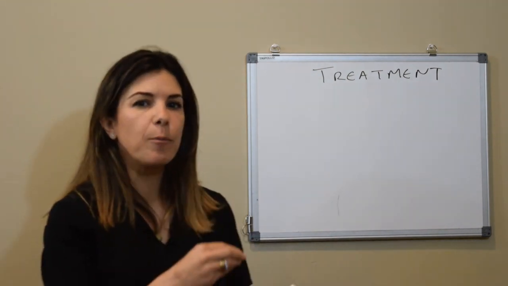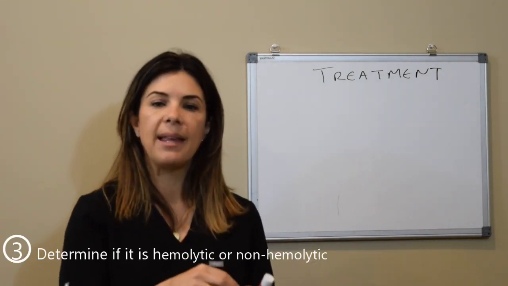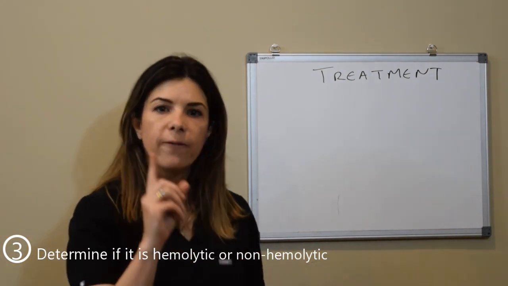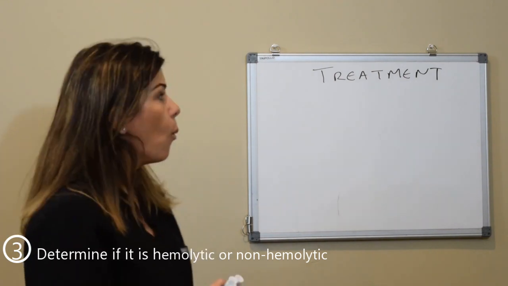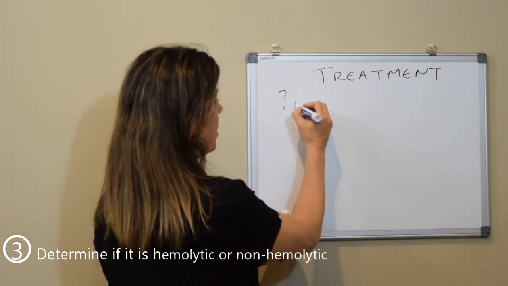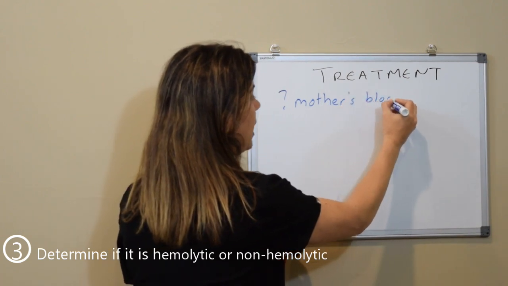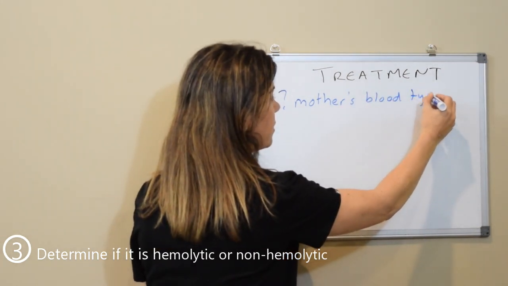But then the next big thing that you have to figure out is, is this hemolytic or is it not hemolytic? So what's the first thing that you're going to look at? What is the mother's blood type? And again, we talked about this earlier.